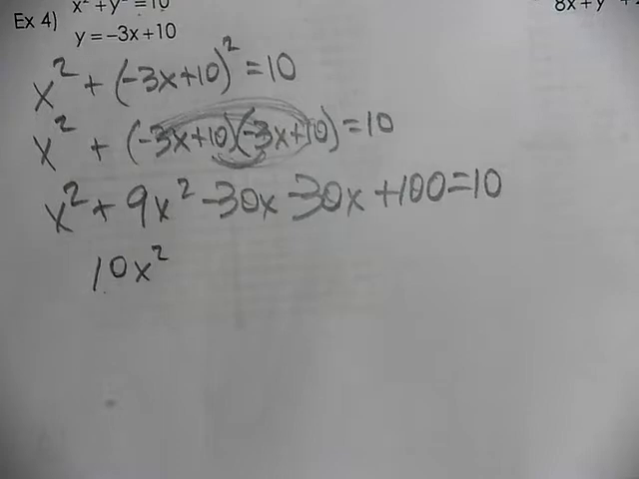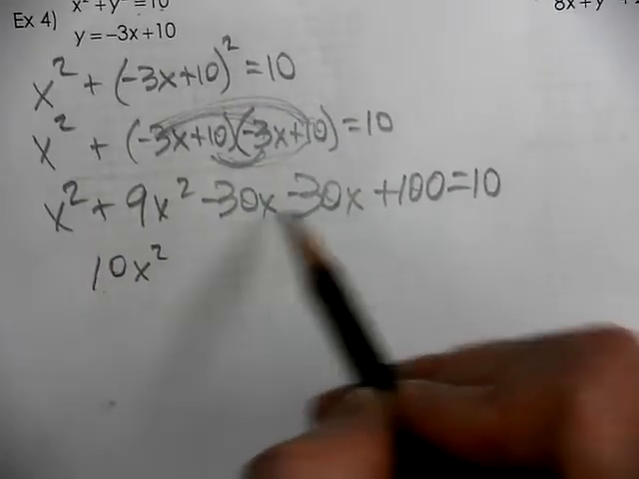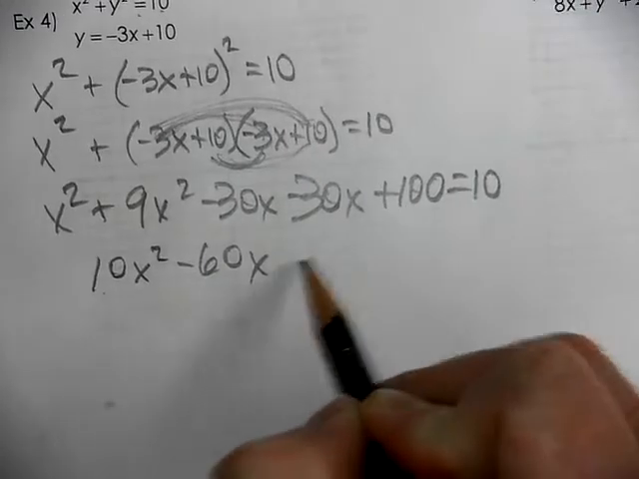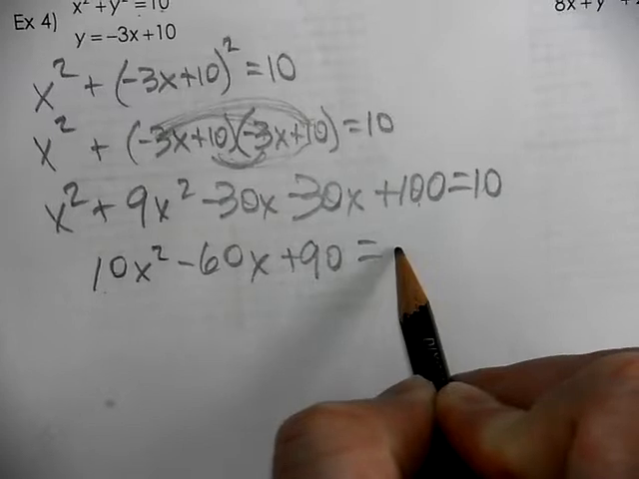I saw on your quiz that people had troubles with like terms. They were just putting all x's together. You can't do that. You can only put the x squareds together, and then you can only put the x's together. Minus the 10 across to give me positive 90.